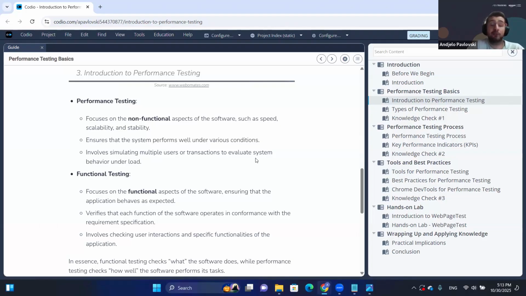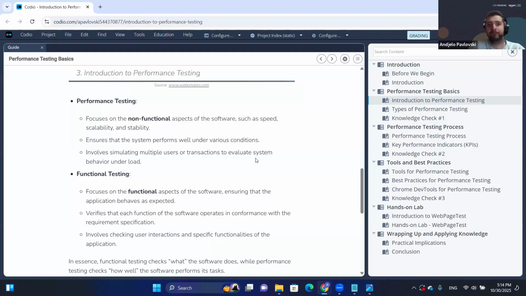Then you have to ensure that the system performs well under various conditions. This does not only apply under conditions where you have a lot of users. This could also apply when you limit the amount of memory, CPU, so hardware available for the server that you're running the page on. So it has a lot of aspects from that perspective. Where here you just verify the function of the software operates based on the requirement. So this is what Susan mentioned in the live chat.